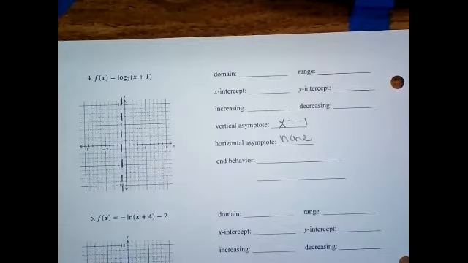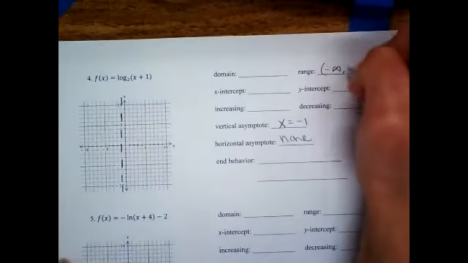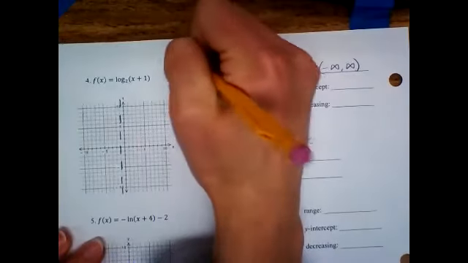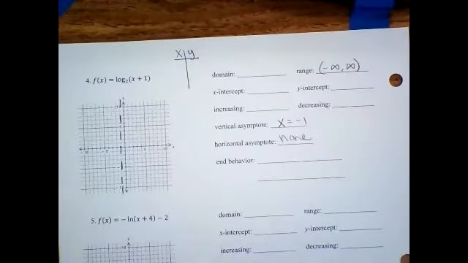What's the other automatic thing I can put in here? Range will be all reals. Good. For exponential, domain was all reals. So for logarithmic, range is all reals. Now let's try and get some points.